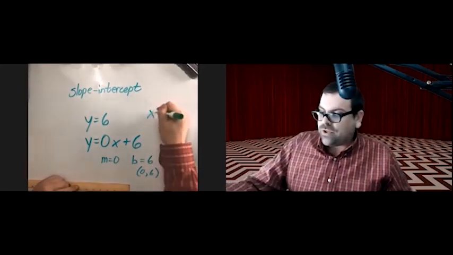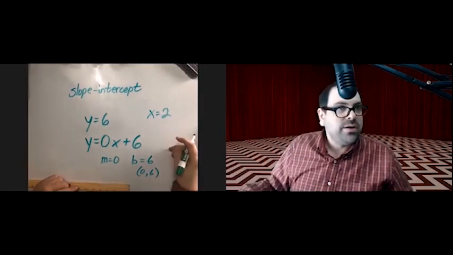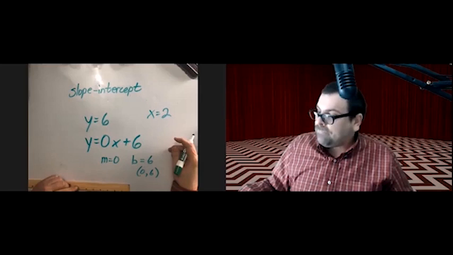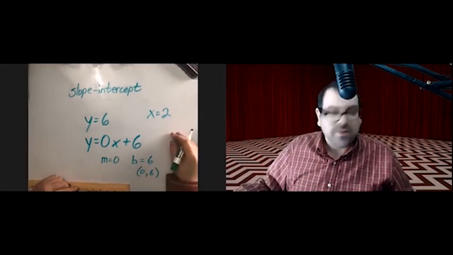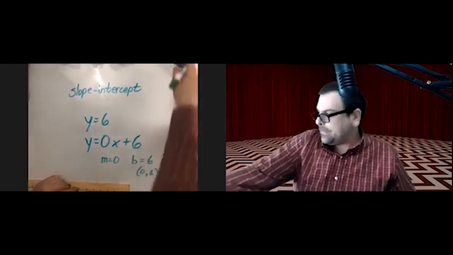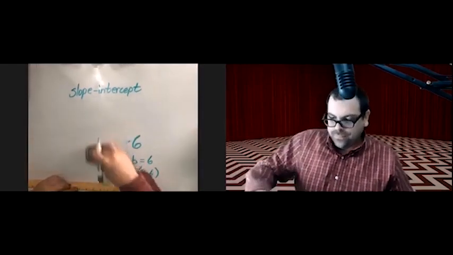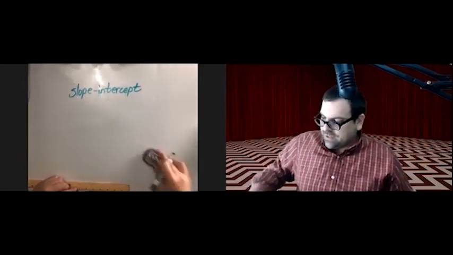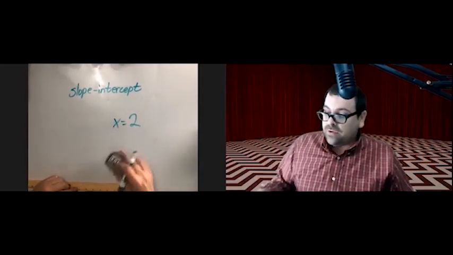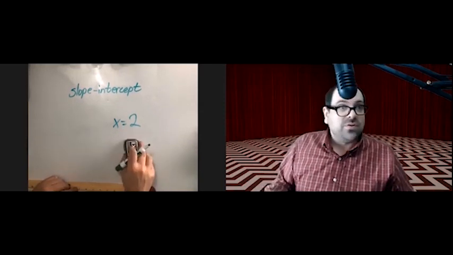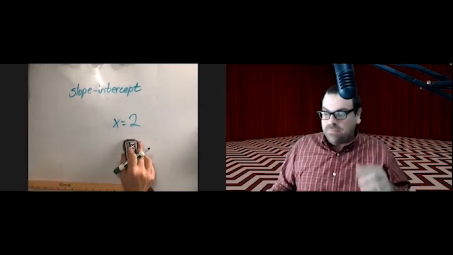Now, x equals 2, that's a line, but it can't be put in slope-intercept form. That's fine. The slope's undefined anyway. We wouldn't have a numerical value. Can't solve something for y if there's no y in there. So x equals a constant, the vertical line, is the only type of line that cannot be expressed in slope-intercept form.